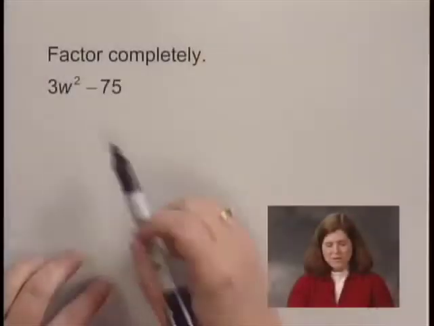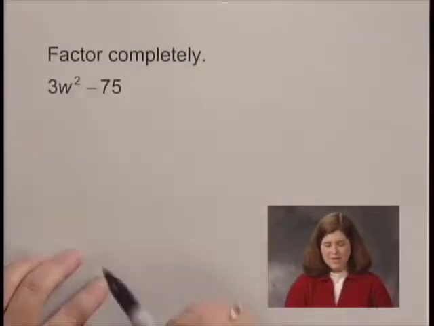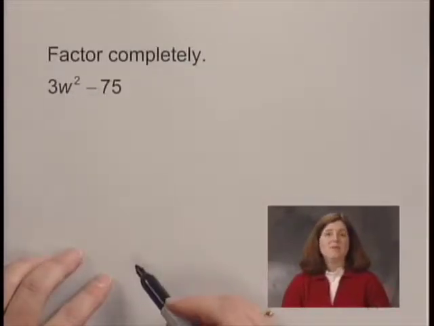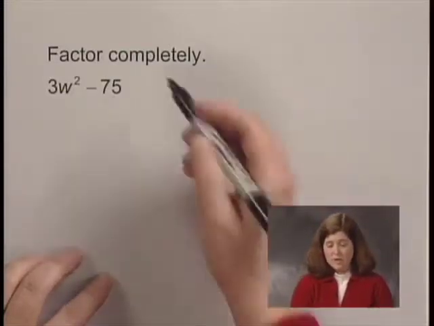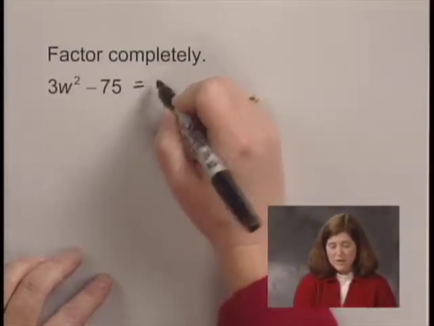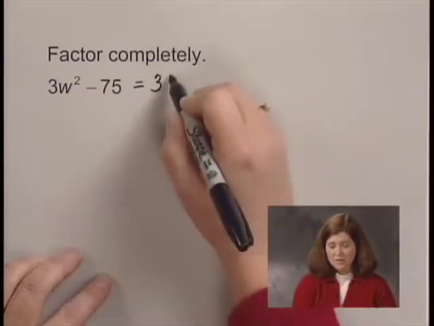In this problem, we'll factor a polynomial. We'll factor 3w squared minus 75. The first thing we'll do is look for any common factors. There is a common factor of 3, so I will begin by factoring out the common factor of 3.